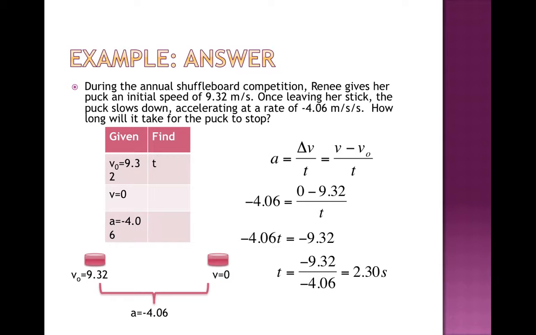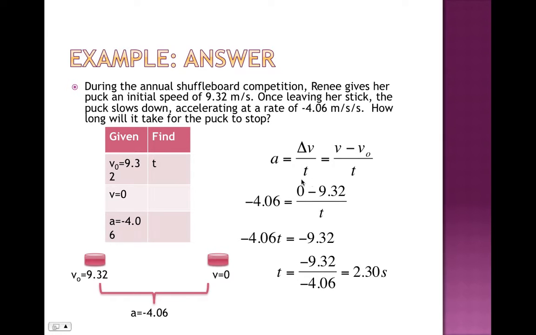Here you notice that we've got our diagram. The velocity of the puck starts at 9.32 and it stops at the end. And it's accelerating by minus 4.06 meters per second squared. And so we've organized that into a table. The 0 here stands for the start time or the initial time. Now in this one we have velocities, accelerations, and we're looking for time.